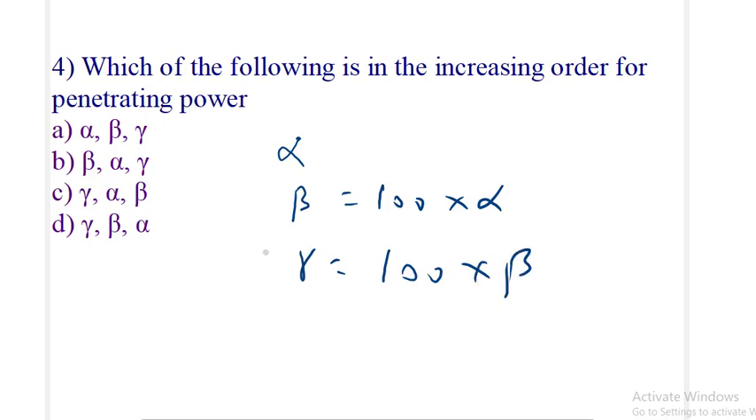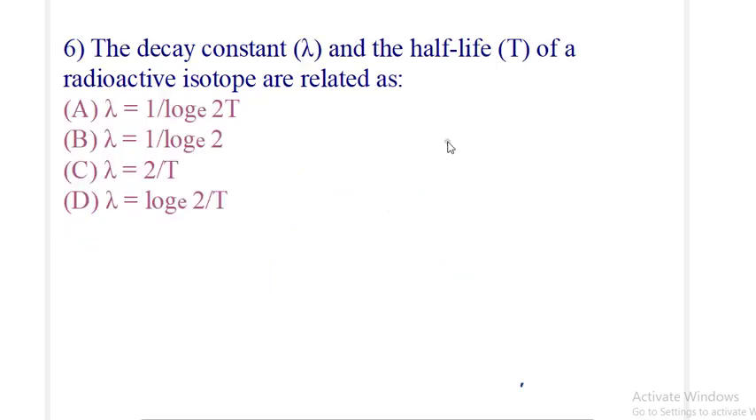So this is having the highest one. Okay, so in this sequence, alpha, then beta, then gamma. So this is the correct sequence. It is in the increasing order of the penetration power. Next we come to question number 6.